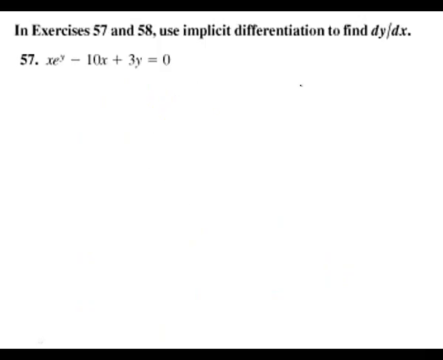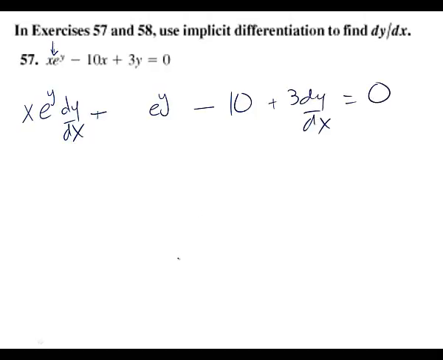Okay, we got to use implicit differentiation this time to find dy dx. So what rule do I need right in here? Product rule. Good. So we're going to keep the first. Derivative of the second would be e to the y dy dx, because we're going implicit, right? Then I'm going to keep the second, the e to the y. What's the derivative of the first? 1, right? Minus, what's the derivative of 10x? 10, and the derivative of 3y would be 3 dy dx, still equals 0.